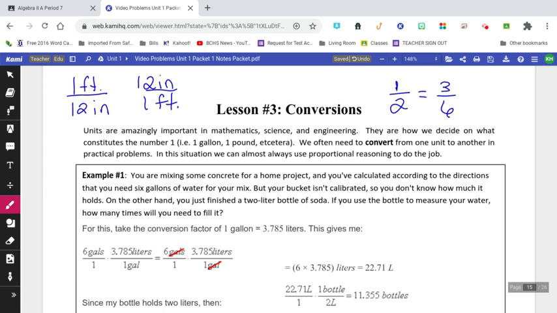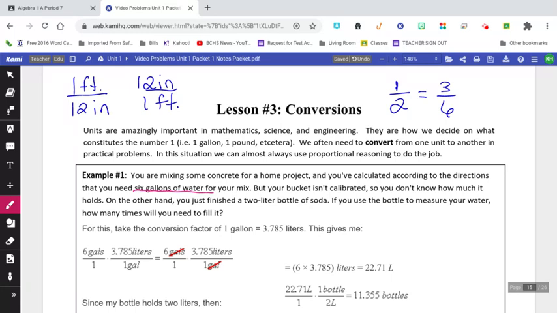You will always be given the conversion factor. There are very few that you need to know yourself. So for example 1, you're mixing some concrete for a home project and you've calculated according to the directions that you need 6 gallons of water for your mix. But your bucket isn't calibrated, and that just means that you have to calibrate your instruments when you use them. It's a whole science thing. Anyway, so you don't know how much it holds.